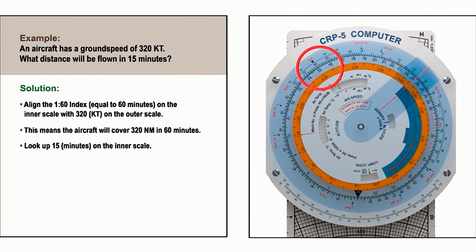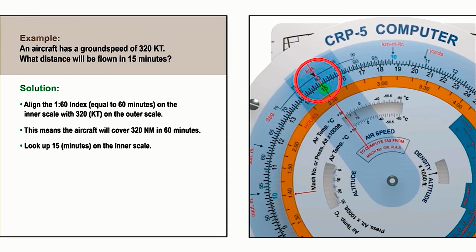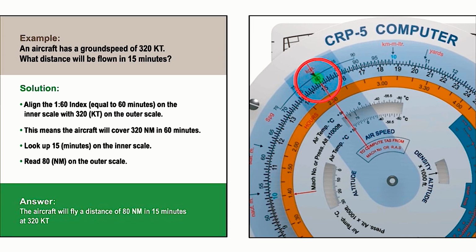Now we can look up 15 minutes on the inner scale and see that it corresponds to 80 nautical miles on the outer scale. This is the distance the aircraft will fly in 15 minutes.